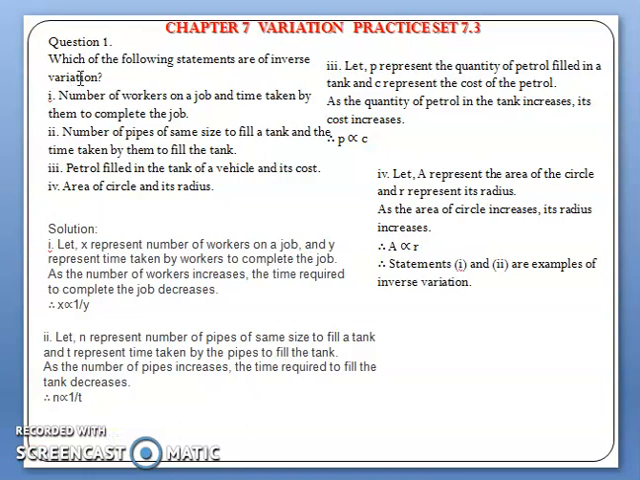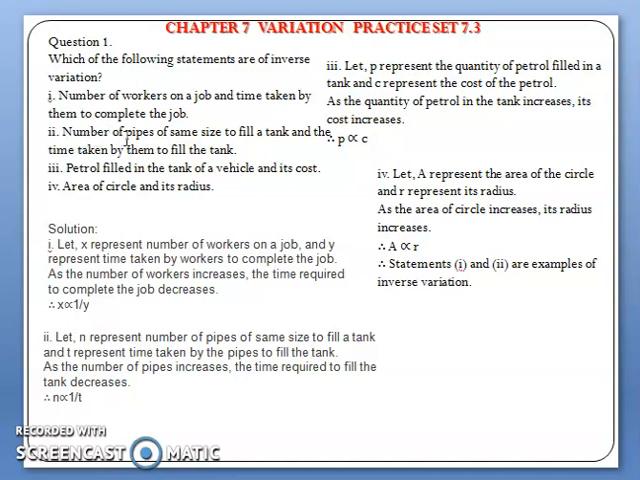The first question: which of the following statements are of inverse variation? Number of workers on a job and time taken by them to complete the job. So first one, let X represent number of workers on a job and Y represent time taken by workers to complete the job. As the number of workers increases, the time required to complete the job decreases. So it is in inverse proportion. So the equation we will get, X varies 1 upon Y. X varies inversely 1 upon Y.